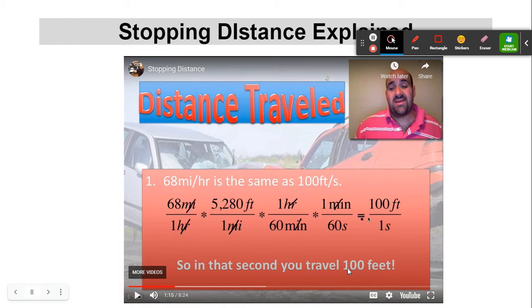So in that second, you travel one. Oh, okay, so this is the travel distance that you do in one second. So for every second, you're traveling 100 feet.